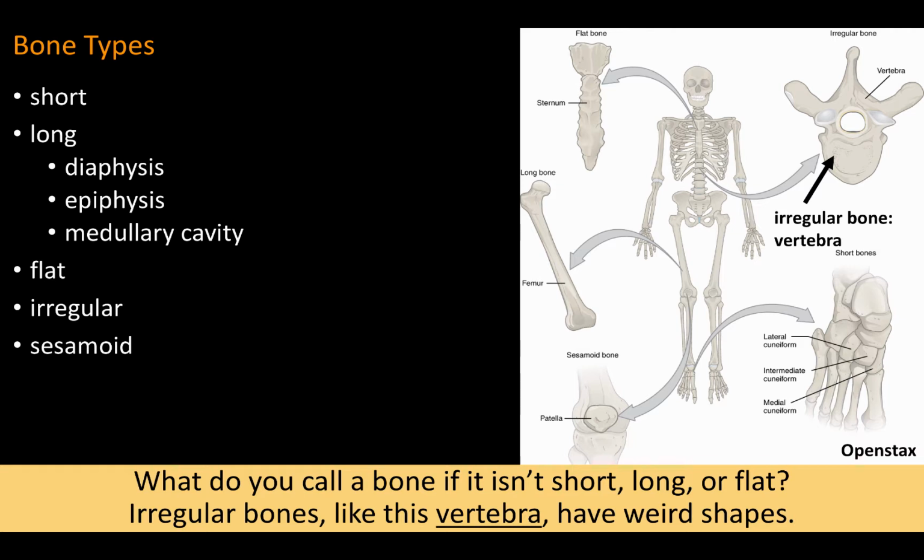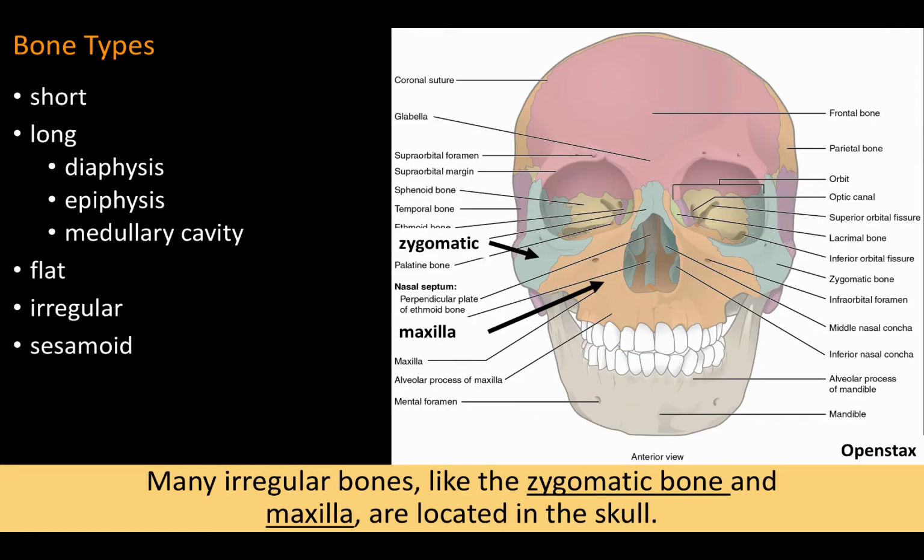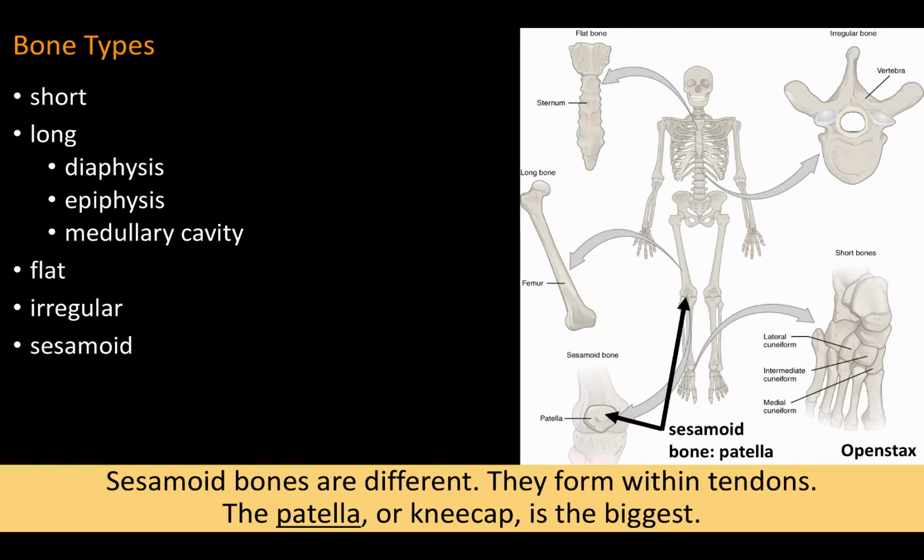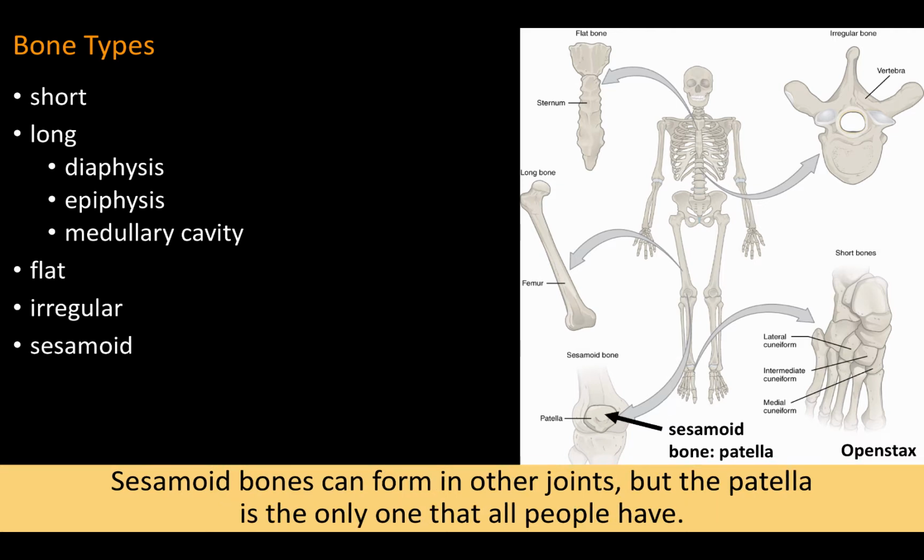What do you call a bone if it isn't short, long, or flat? Irregular bones like this vertebra have weird shapes. Many irregular bones, like the zygomatic bone and the maxilla, are located in the skull. Sesamoid bones are different. They form within tendons. The patella, or kneecap, is the biggest. Sesamoid bones can form in other joints, but the patella is the only one that all people have.